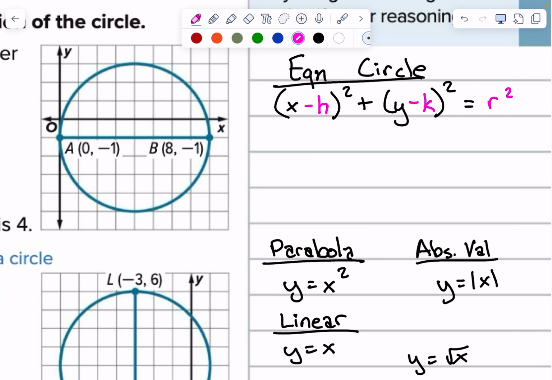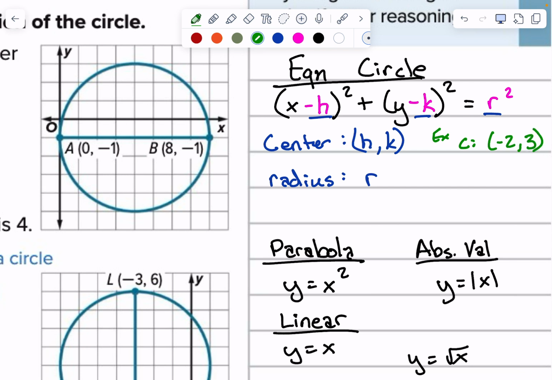Now, why do I write the h, k, and r in pink? Because those will be numbers in this equation. H and k is the center. Write this down. The center of the circle is at h comma k. The radius of the circle is r. So let's say, just for an example, the center of the circle is at -2 comma 3 and the radius is 4. Let's write the equation of that circle.